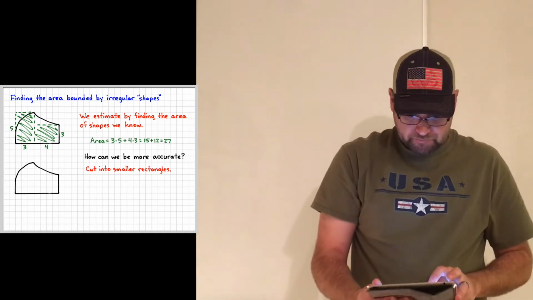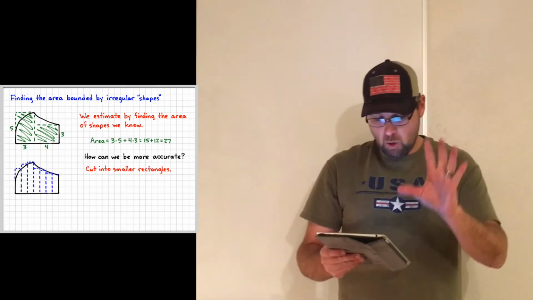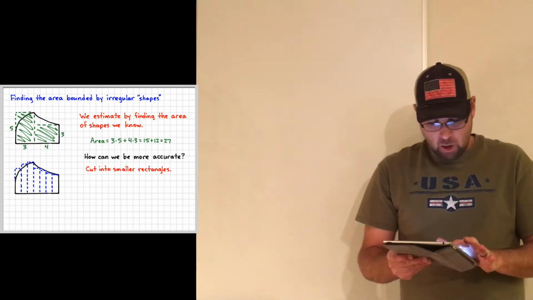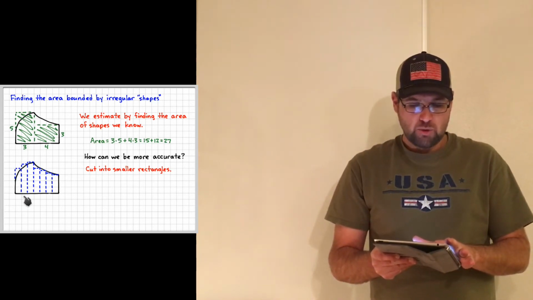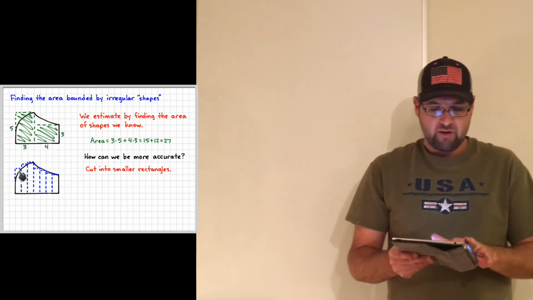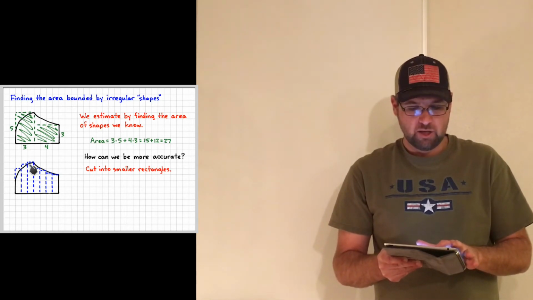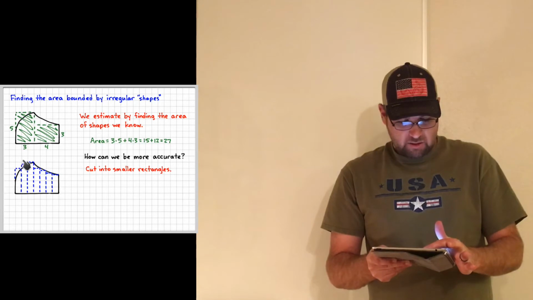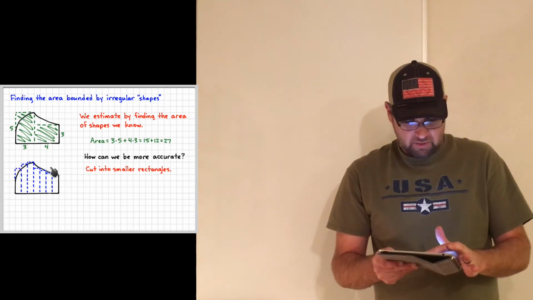We can see that if I cut it into rectangles that are only one unit wide, and that's why I'm using graph paper here, because I got 3 boxes and 4 boxes. Well, if I cut it into rectangles that are only one unit wide, right? We have this amount that's too much, a little bit more that's too much, a little bit more, and now we have too little, and too little, and too little, and too little. But the bottom line is I'm going to get more accurate because all this extra space that was up here that I was adding before isn't there anymore. Same thing on this side.